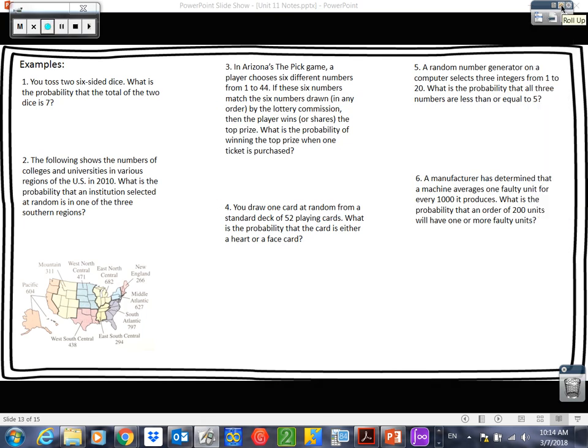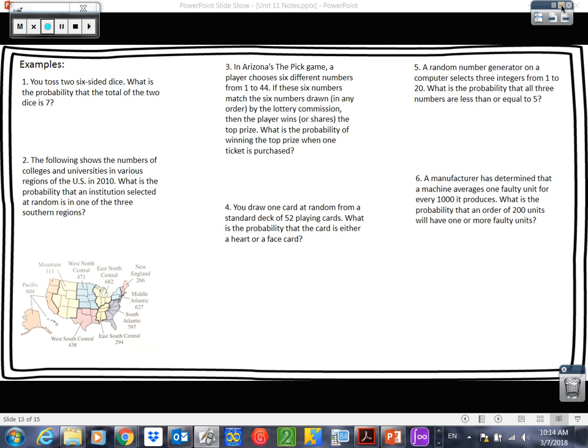Okay, so on the first one we have you toss 2 6-sided dice. What is the probability that the total of the 2 dice is 7? Okay, so probability is what we want over total. What we want is the sum of 7, right? But we also need to know what are the total possible rolls that we could do.